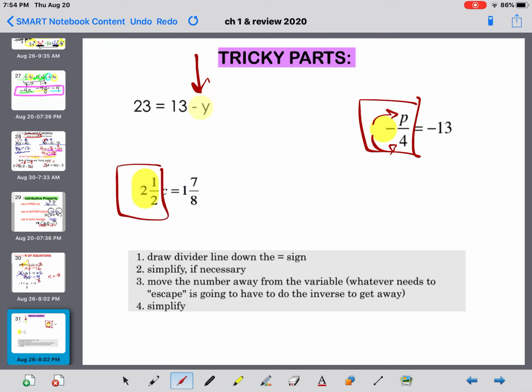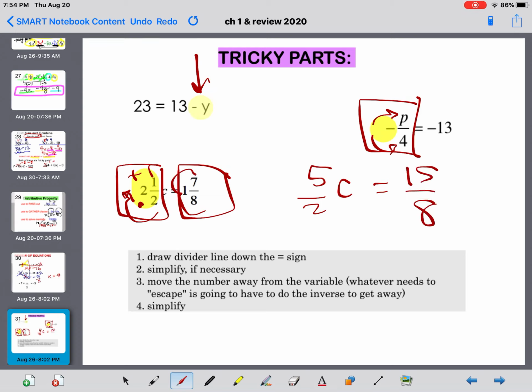And the tricky part of this one is that both of these numbers you should really turn into a mixed number. And by that I mean 2 times 2 and then add the top number. So this should be 5 over 2 c equals 8 times 1 plus 7, 15 over 8. In order to solve that, that's what you're going to need to do.